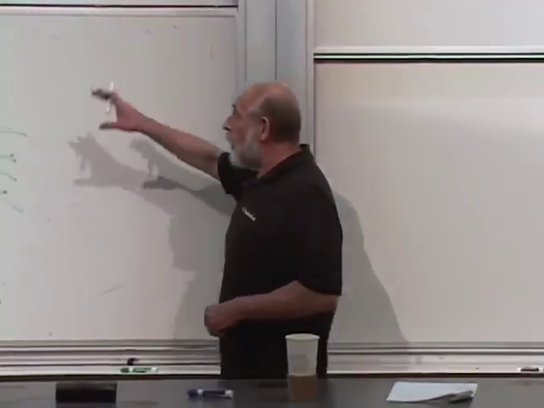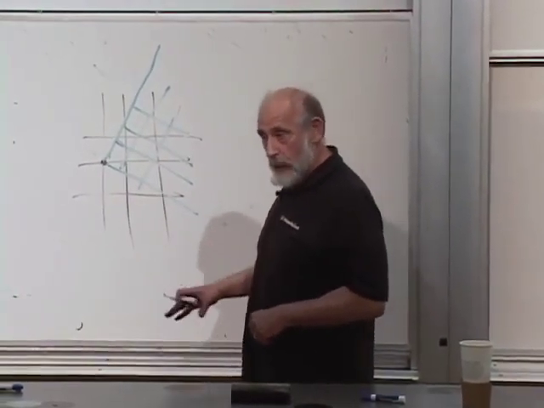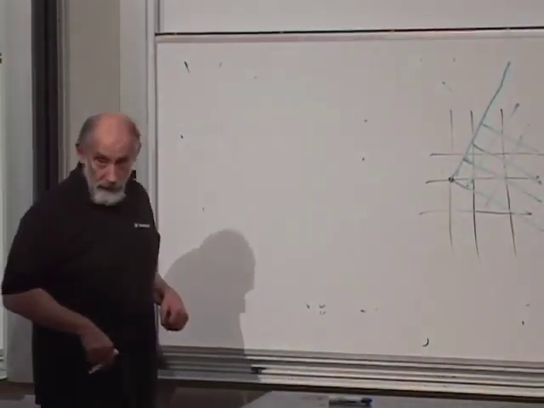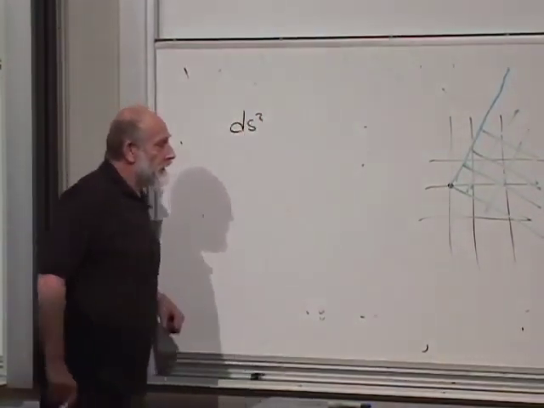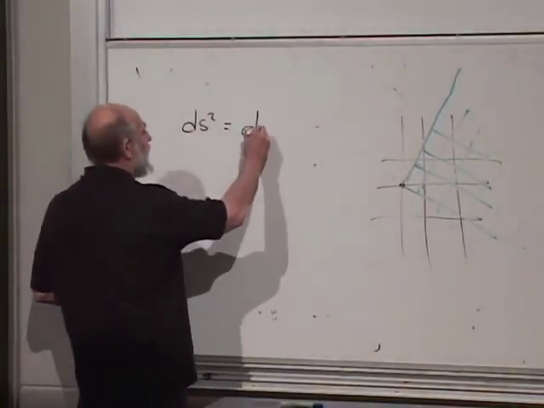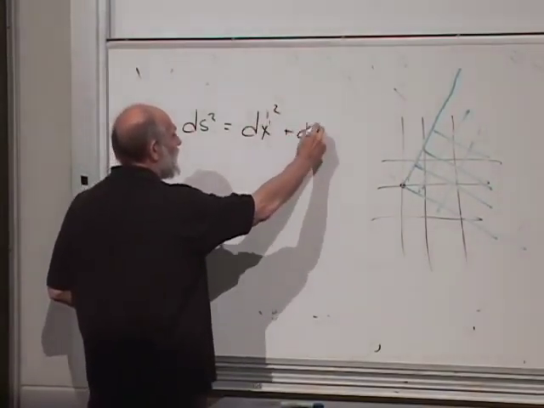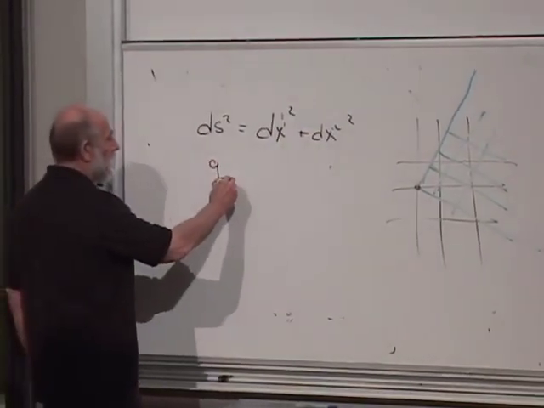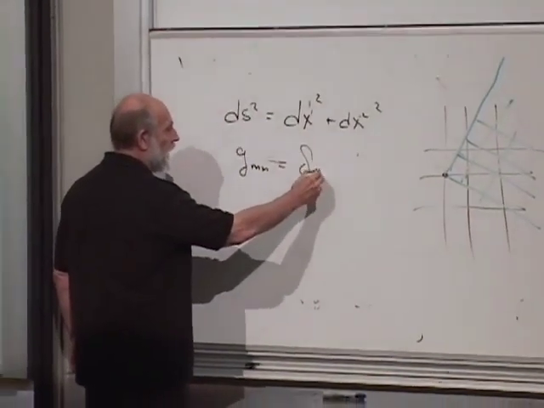The only thing is that in all of these coordinate systems, the metric tensor has the same form. The metric tensor is just the Kronecker delta. In other words, ds squared, let's talk about 2 dimensions for a moment, is just equal to dx1 squared plus dx2 squared. That's the same as saying that the metric tensor g_mn is equal to the Kronecker delta, delta_mn.